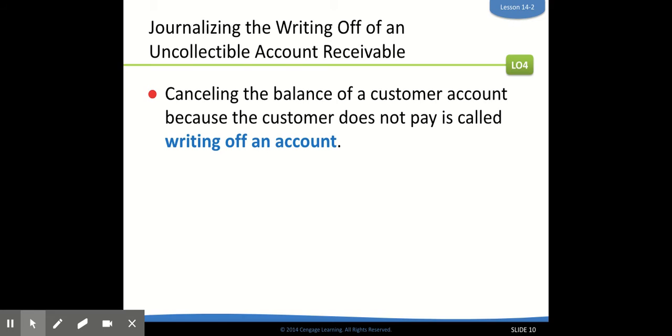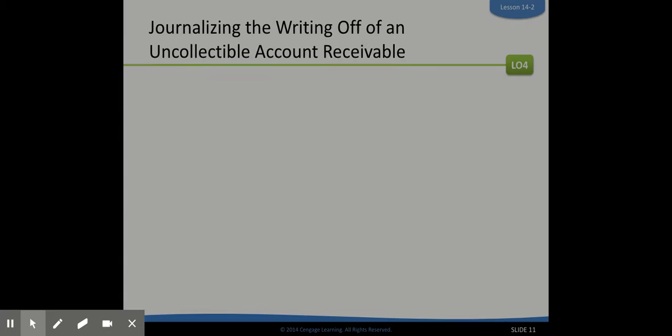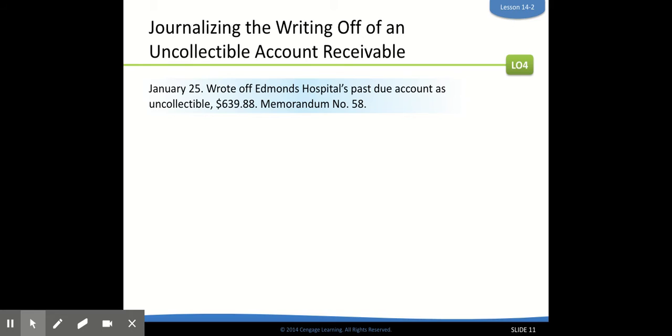So writing off an account is when you cancel the balance of the customer account because you are no longer going to be able to get that money. There could be a lot of reasons for this. Maybe that company filed for bankruptcy. Maybe that company just isn't able to pay any of their balances with any of the companies that they owe money to for whatever reason. But we are done trying to get that money from them, and we are just going to write off their account and move on. So we are writing off Edmonds Hospital past due account as uncollectible.